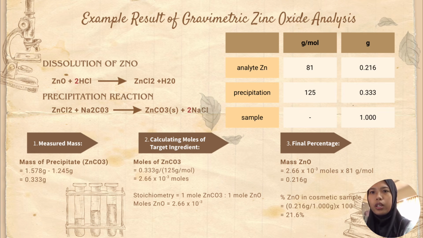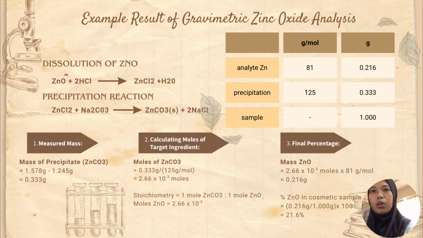Step 2, we calculate moles of the target ingredient using the approximate molar mass of 81 gram per mole for zinc oxide and 125 gram per mole for zinc carbonate. We divide our precipitate mass by its molar mass, which uses the formula moles equals mass per molar mass. Because the stoichiometry between zinc carbonate and zinc oxide is a clean 1:1 ratio, we will get exactly 2.66 times 10 power of -3 moles of zinc oxide in our system.